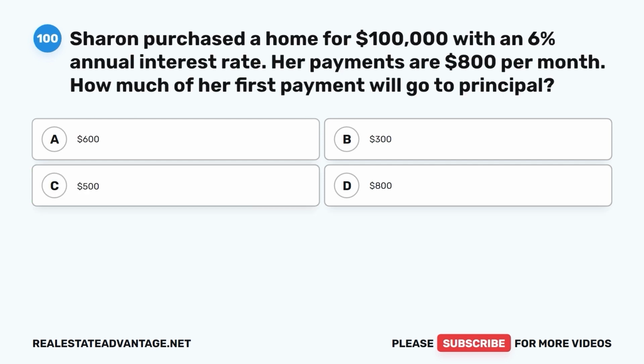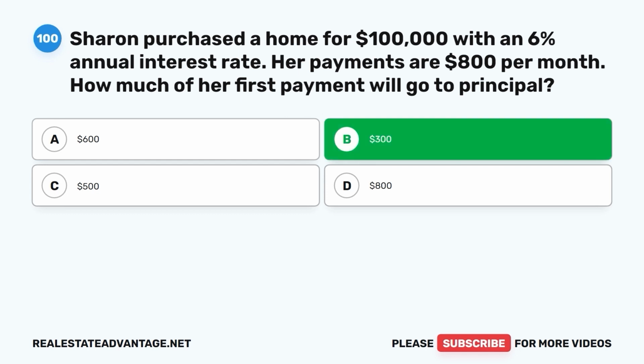Question 100. Sharon purchased a home for $100,000 with a 6% annual interest rate. Her payments are $800 per month. How much of her first payment will go to principal? A. $600. B. $300. C. $500. D. $800. The correct answer is B.